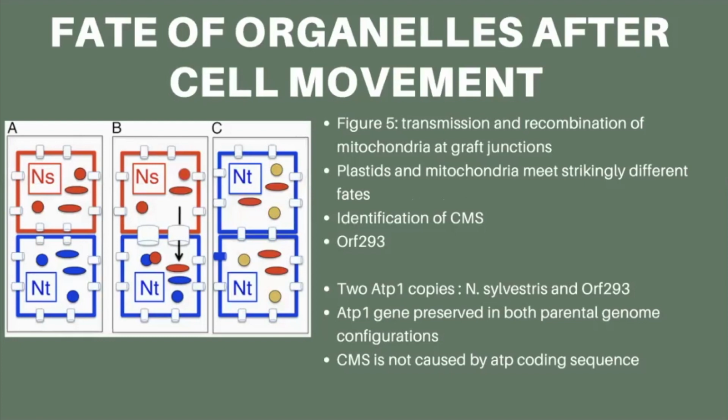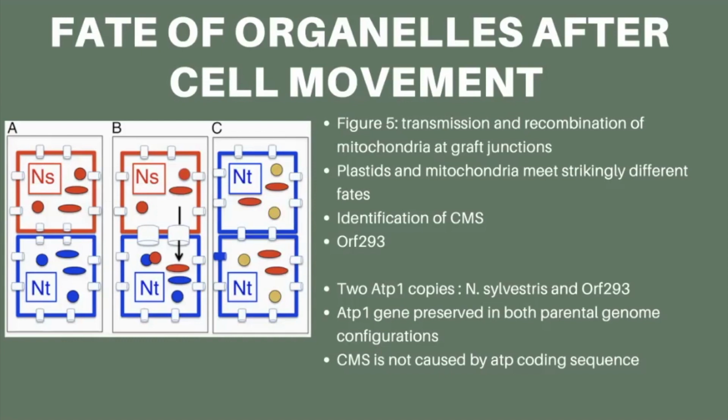As we can see here, the fertile N. sylvestris nucleus, the red square partner, has fertile mitochondria, which are the red circles, and the spectinomycin resistant chloroplasts are the red ovals. The plastids and mitochondria meet strikingly different fates. And it talks about the identification of CMS, and it also introduces the ORF293 gene.